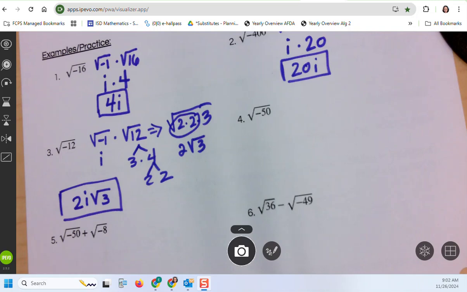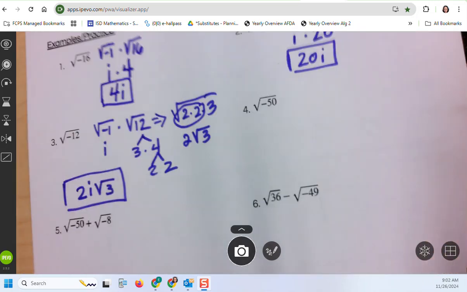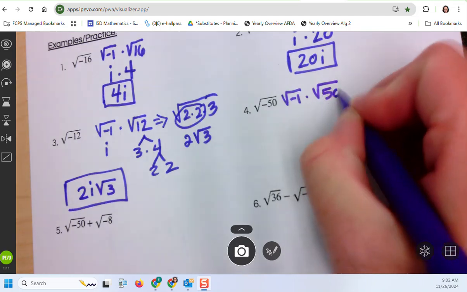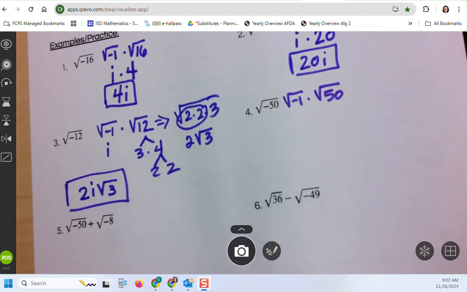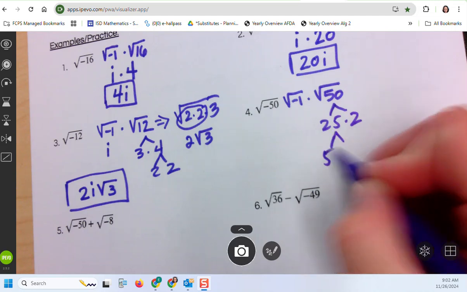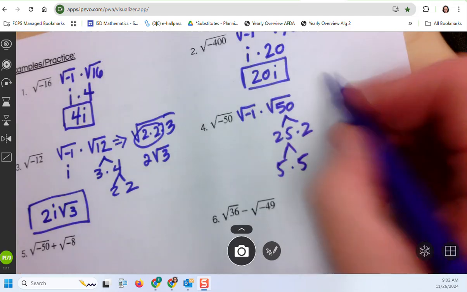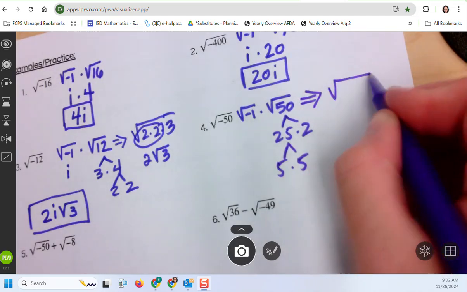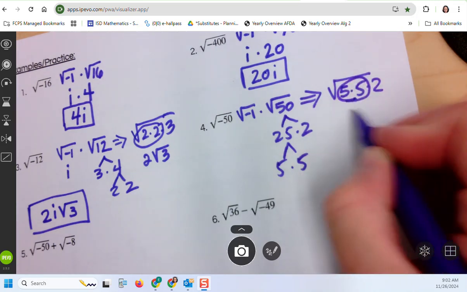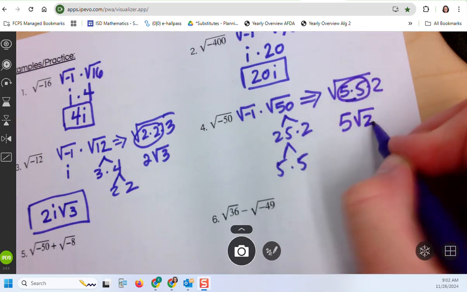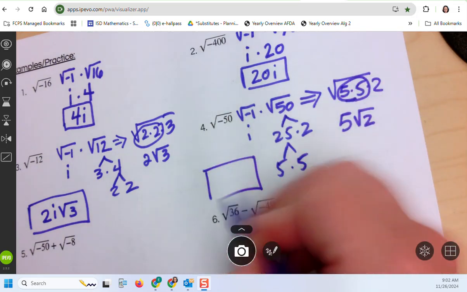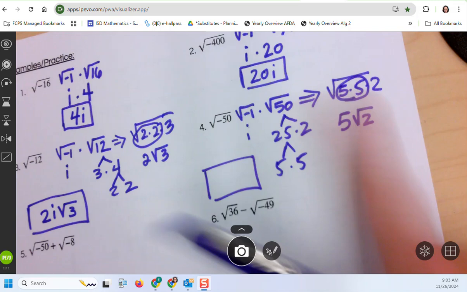Okay, we're going to do the same thing for square root of negative 50. So square root of negative 1 times square root of 50. That's not a perfect square, so we have to do the factor tree. 25 times 2 and 5 times 5. So the square root of 50 is root 5 times 5 times 2. That 5 can come out, so 5 root 2. The square root of negative 1 is i, and when you put them together, first the 5, then the i, then the root 2.